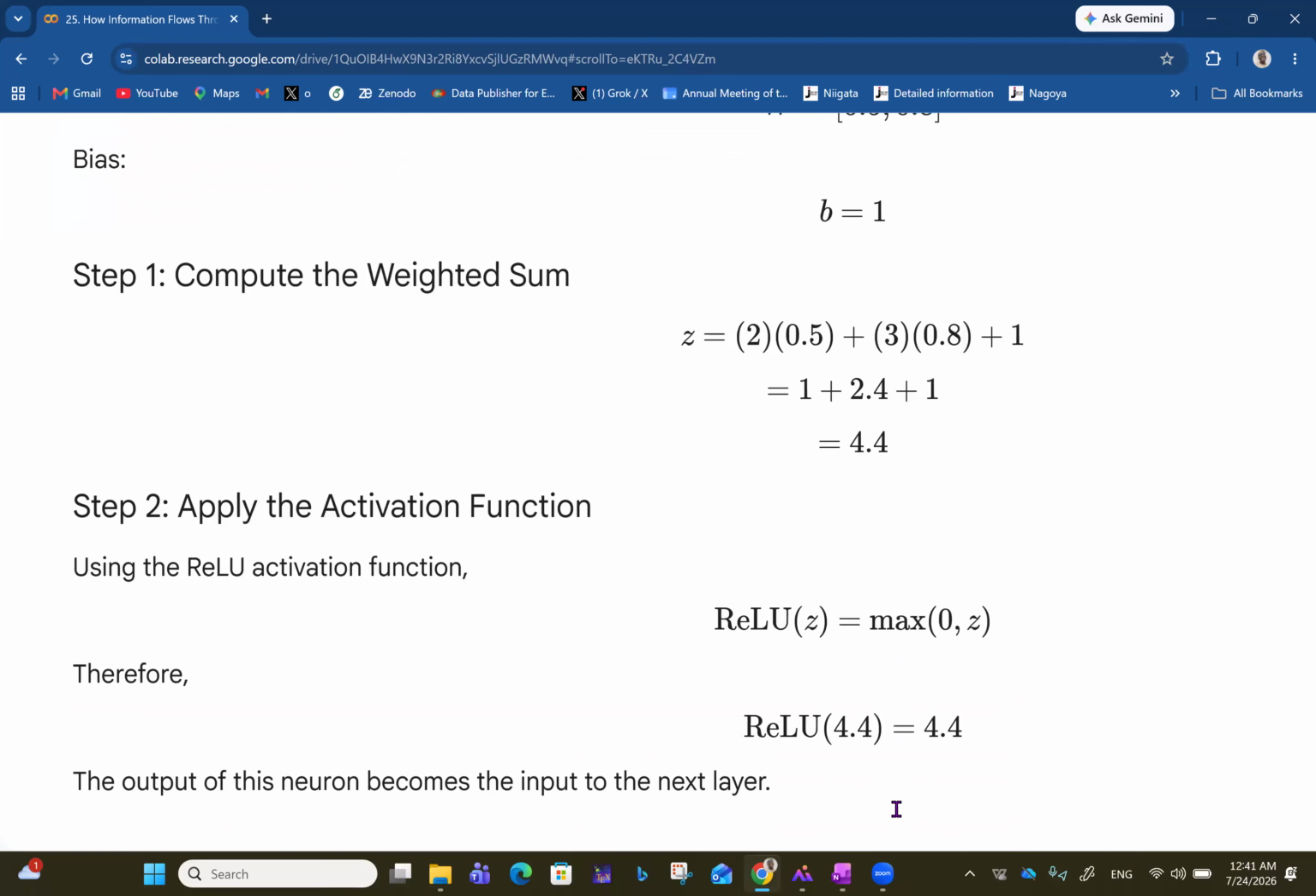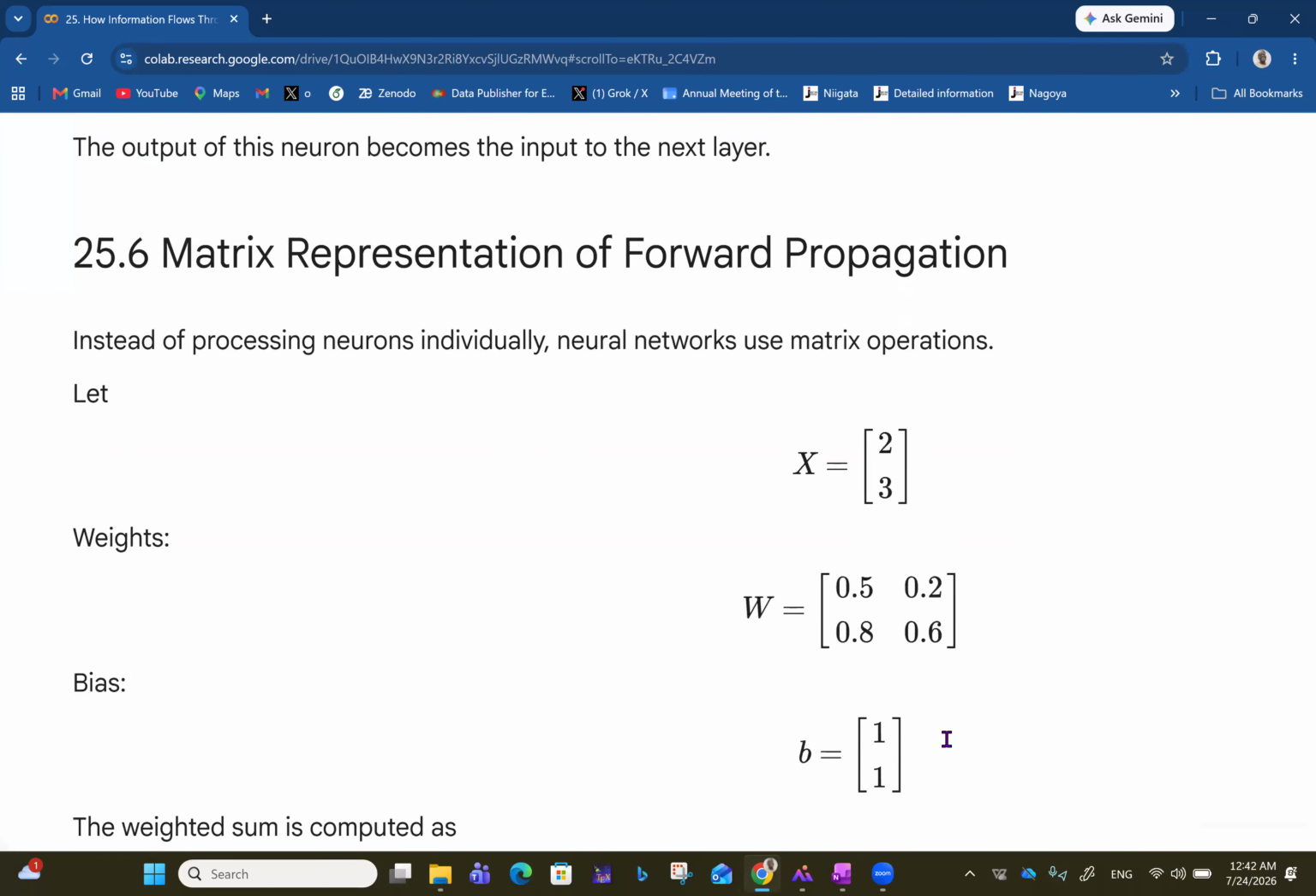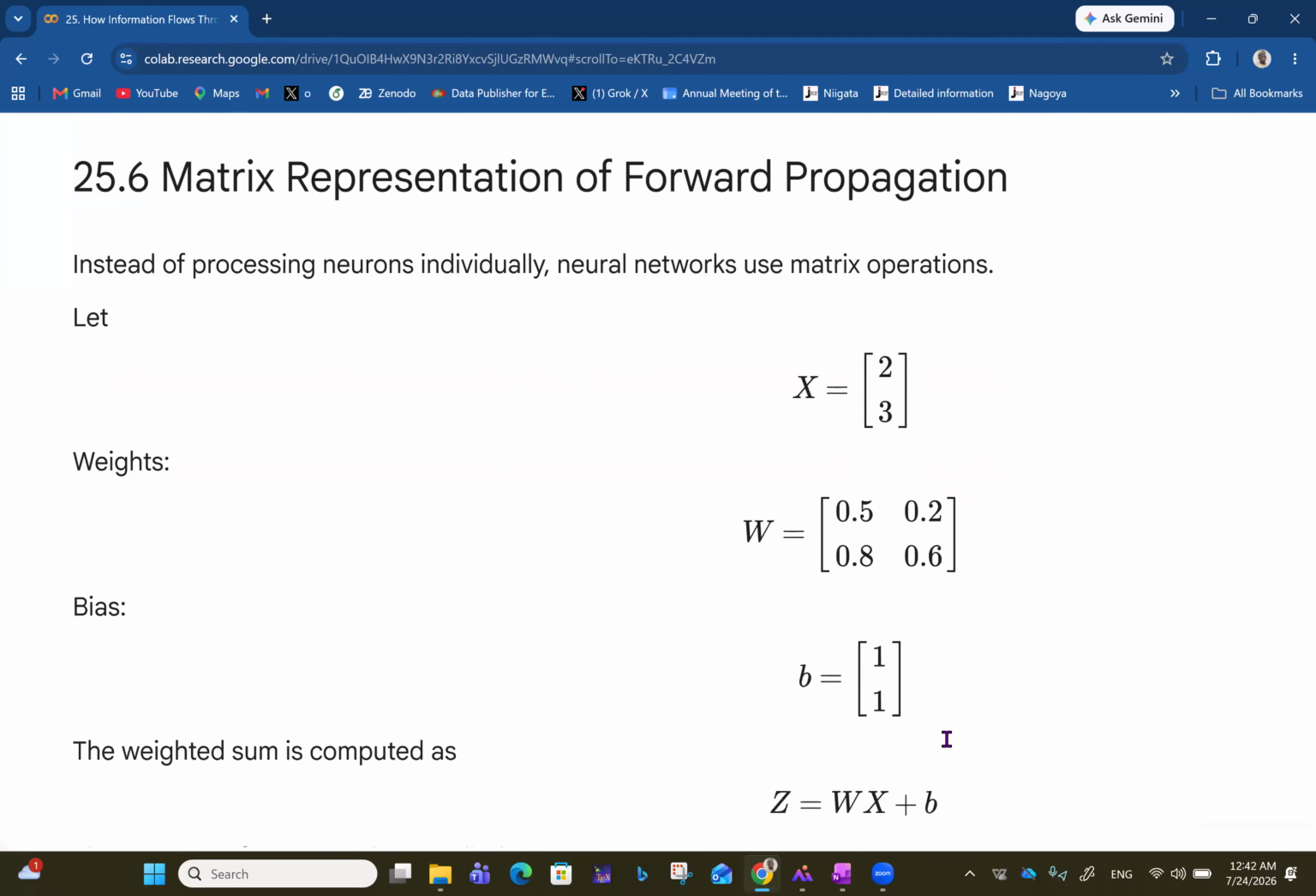Now you decide on an activation function, which by default we use the rectified linear unit. So using the ReLU activation function, you have ReLU(z), which is the maximum of 0 and 4.4. Since 4.4 is bigger than 0, the answer is going to be 4.4. So the output of this neuron becomes the input to the next layer. For hidden layers, maybe you now have other activation functions. So you keep passing it through all these layers to be sure we get the desired result.